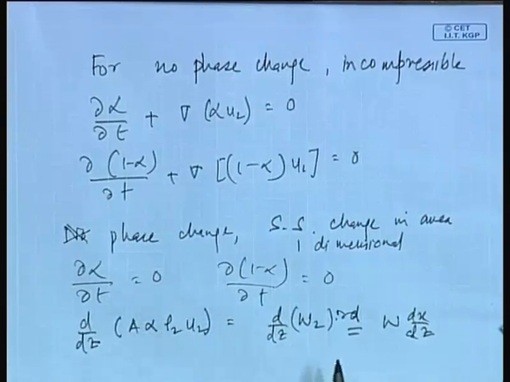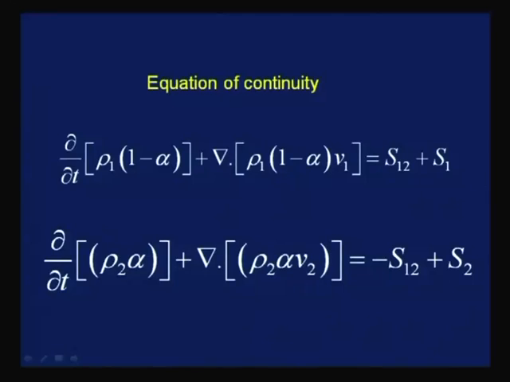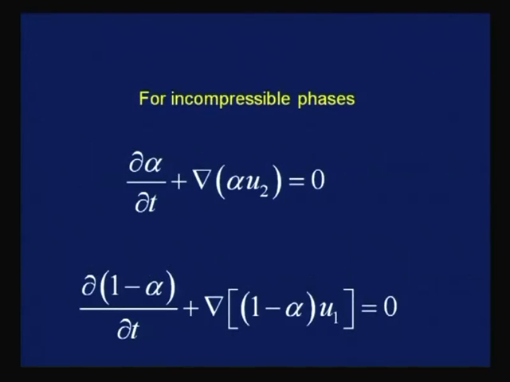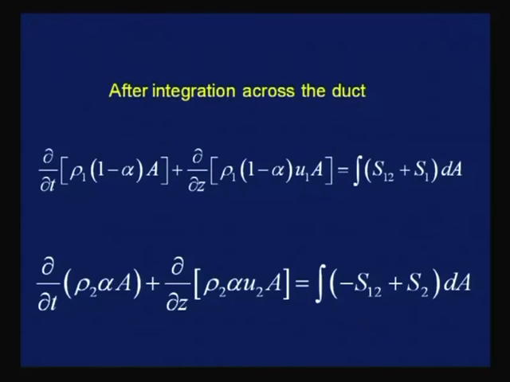So, therefore, these were the different ways. I think I have got a slide for these also. So, this is the general equation of continuity. If you notice my PPT, you are going to see this is the general equation of continuity. Then for incompressible phases, we have just taken out the rho part, rho 1, rho 2 out, and we get this. And then after integration across the duct, what do you get?